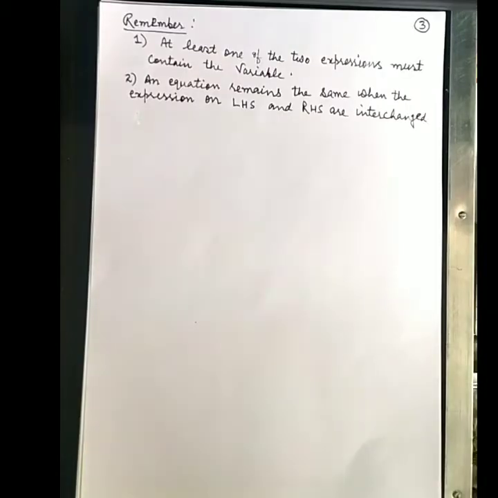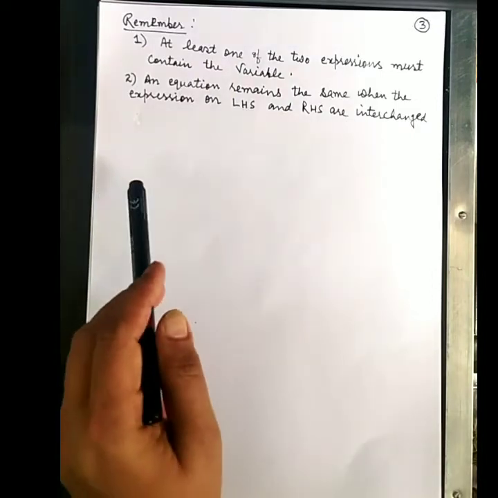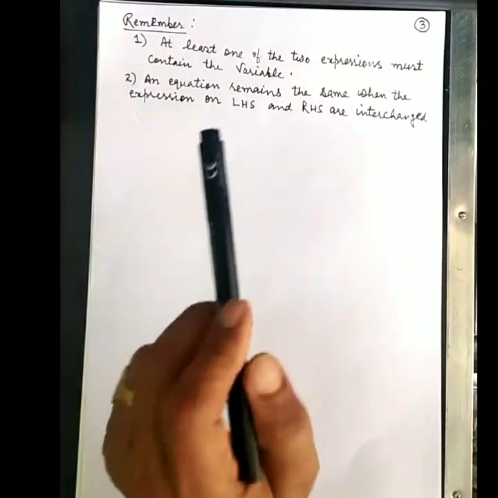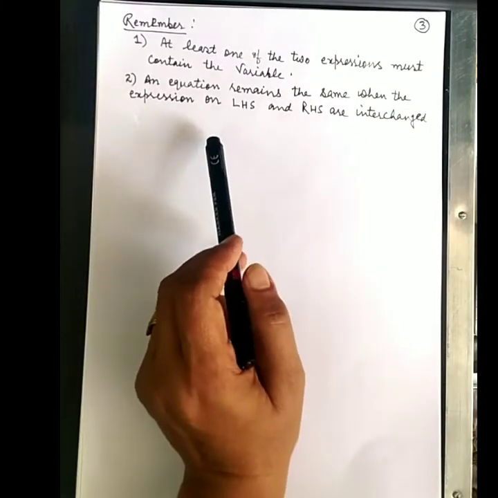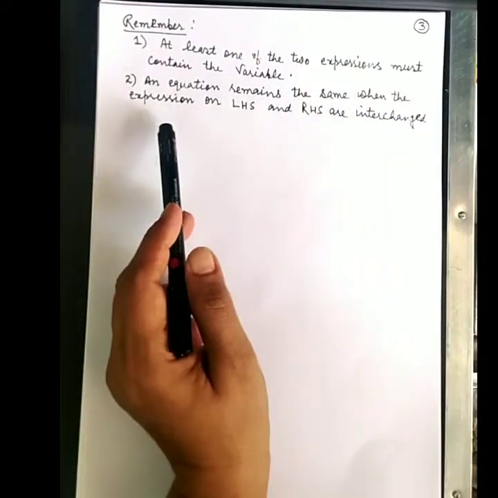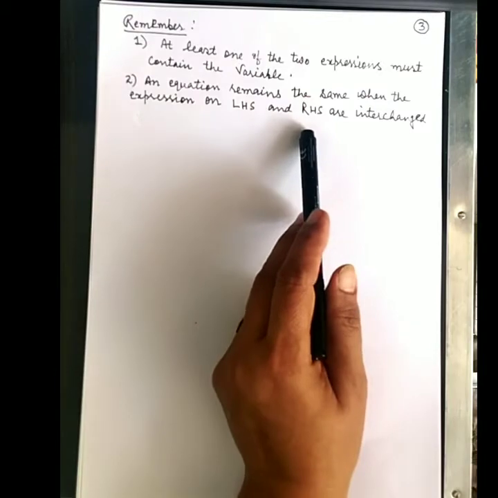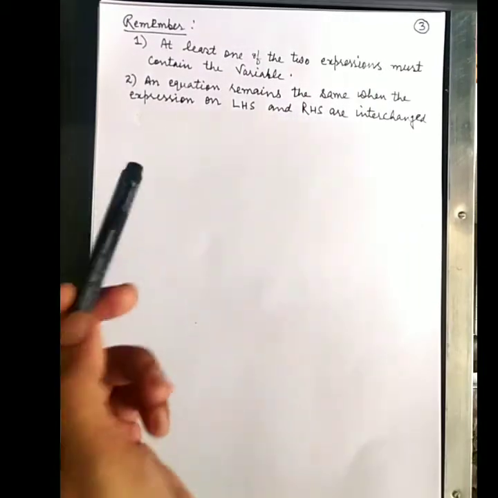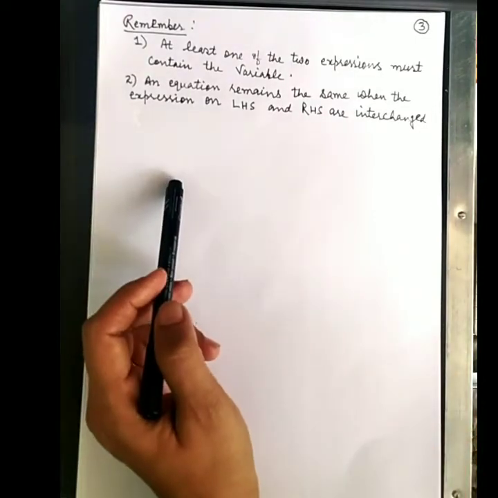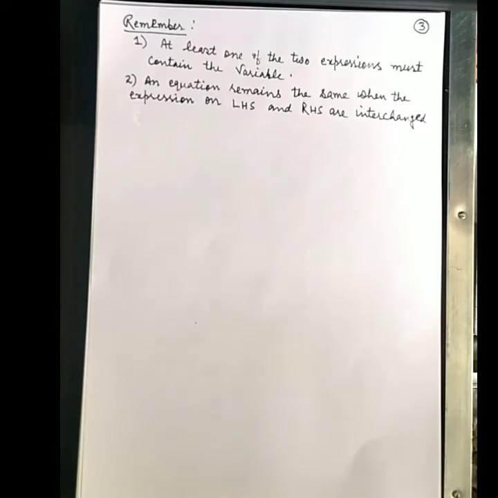So students, here are the points to remember. Number 1, at least one of the two expressions must contain the variable. It means if you have written the equation left hand side is equal to right hand side, then at least one variable should be there on the two sides. Clear? Second, an equation remains the same when the expressions on the left hand side and right hand side are interchanged. If we interchange right hand side and left hand side, then again the equation remains the same. Now come to the solution of an equation.